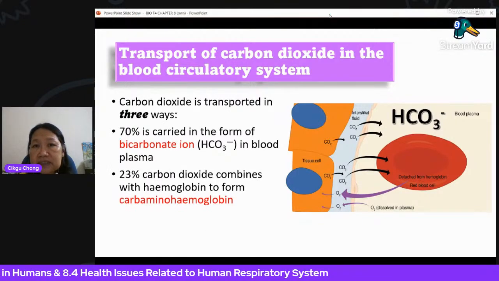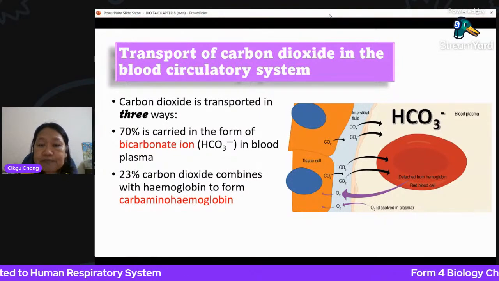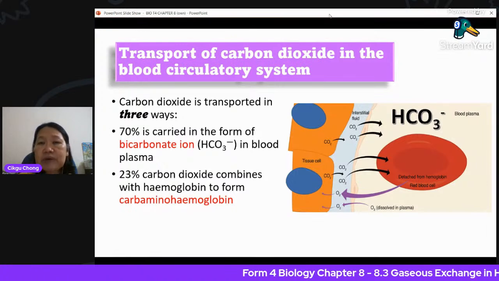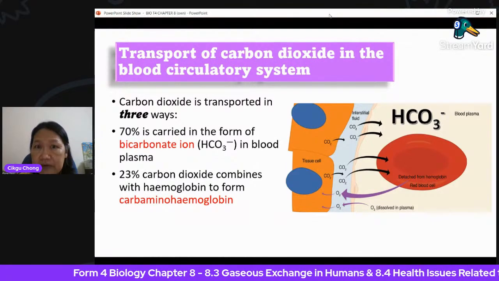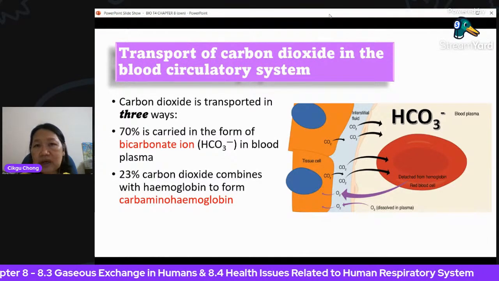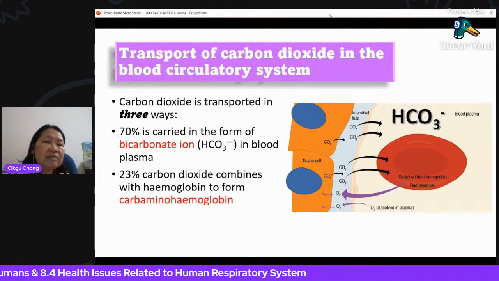Then the lesser portion of your carbon dioxide, about 23%, combines with hemoglobin. So hemoglobin also has the ability to combine with carbon dioxide. But this one forms carbaminohaemoglobin, okay, not carboxyhemoglobin. I'm sure you must have learned this last time in Form 3.